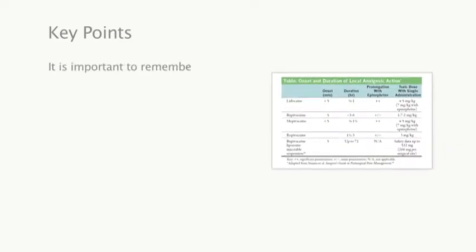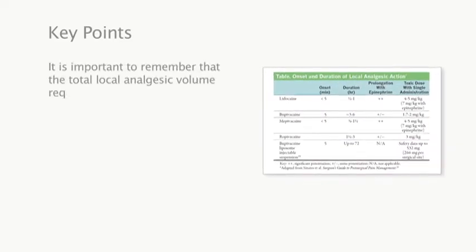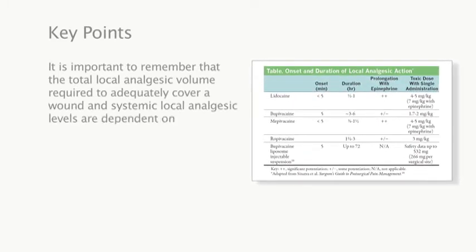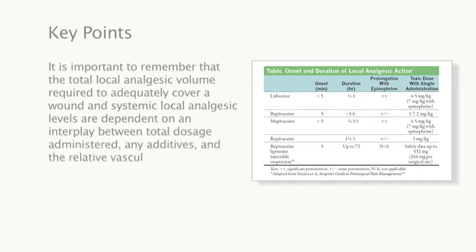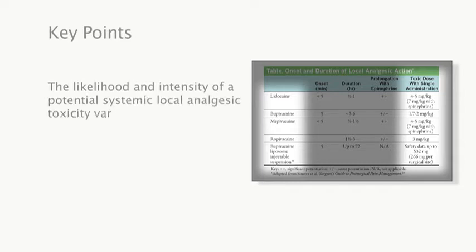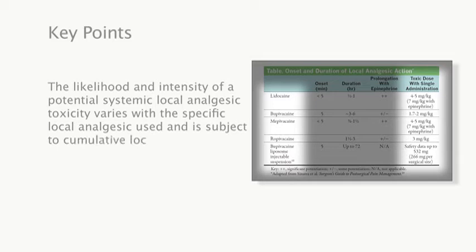It is important to remember that the total local analgesic volume required to adequately cover a wound and systemic local analgesic levels are dependent on an interplay between total dosage administered, any additives, and the relative vascularity of the specific surgical site of injection. The likelihood and intensity of a potential systemic local analgesic toxicity varies with specific local analgesic used and is subject to cumulative local analgesic dosages administered.